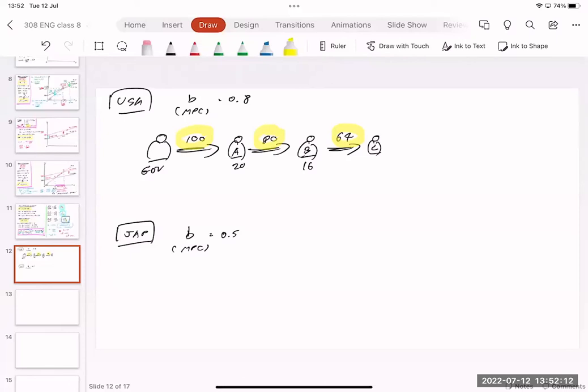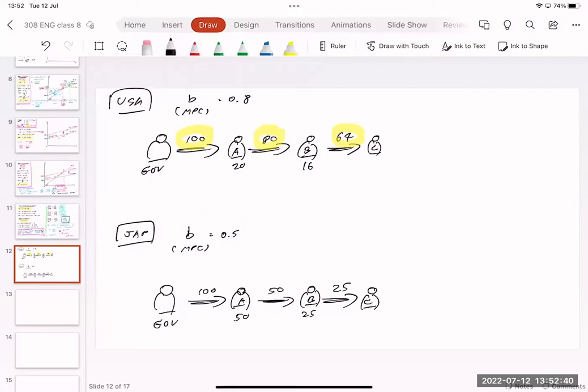On the other hand, in the case of Japan, the Japanese government may be doing the same, spending 100. 100 becomes the revenue for Mr. A. But in Japan, people normally spend 50% of their income. So they are going to save 50 and spend 50. 50 is going to be the income for Mr. B. Mr. B is going to keep 50%, which is equal to 25, and spend 25. And 25 is going to become the income for Mr. C.